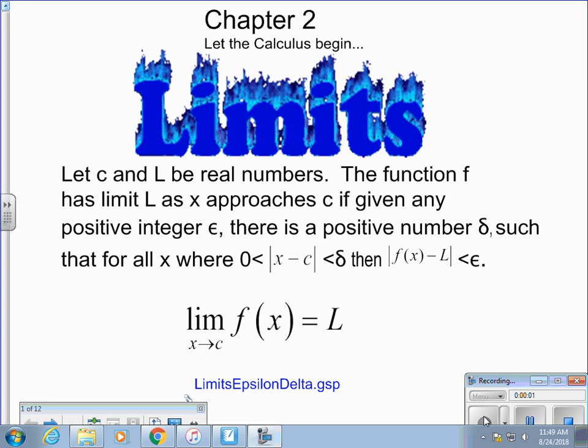So, limits. Let C and L be real numbers. The function f has a limit L as x approaches C if, given any positive number epsilon, there is a positive number delta such that for all x where x minus C is between 0 and delta, then the absolute value of f of x minus L is less than epsilon.